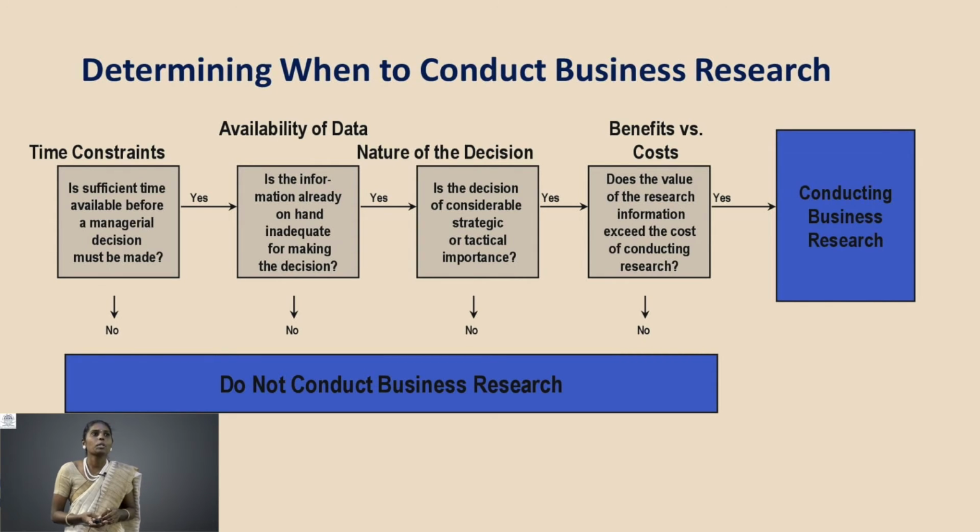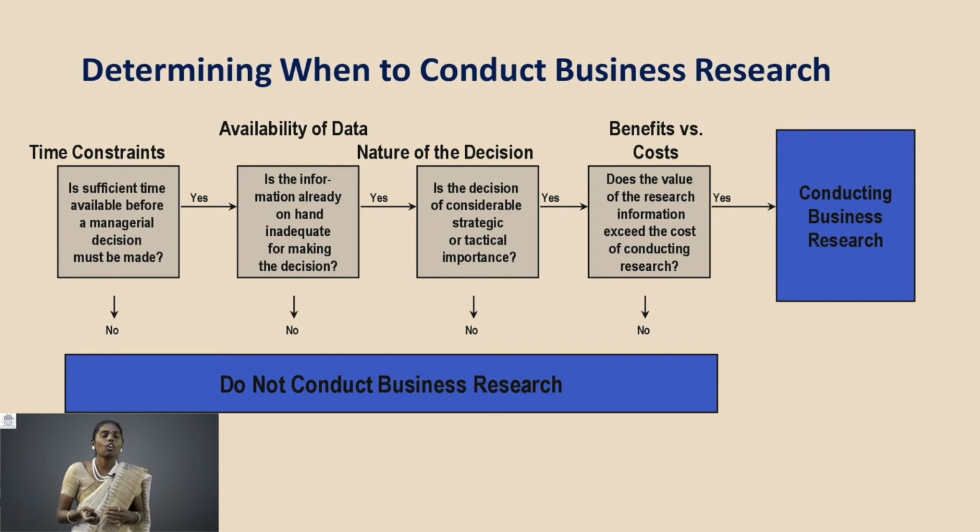The next one is availability of data. If the information already available on hand with the manager is sufficient, then there is no need of conducting research. If it is not sufficient, it is suggested that the manager do the systematic research before making any decision. The next, nature of decision.